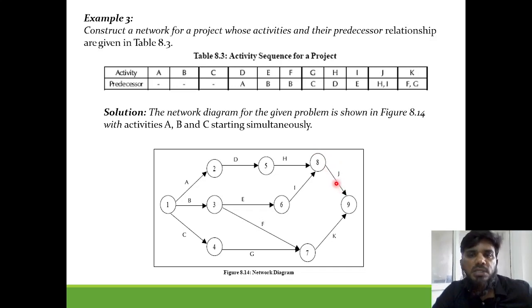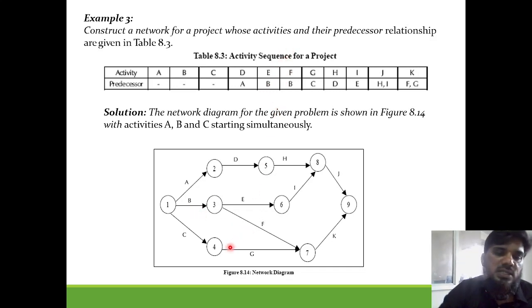Now J precedes H and I, and K precedes F and G. What they are saying is K precedes F and G, but F is starting from B itself, so that F and this G will come together.